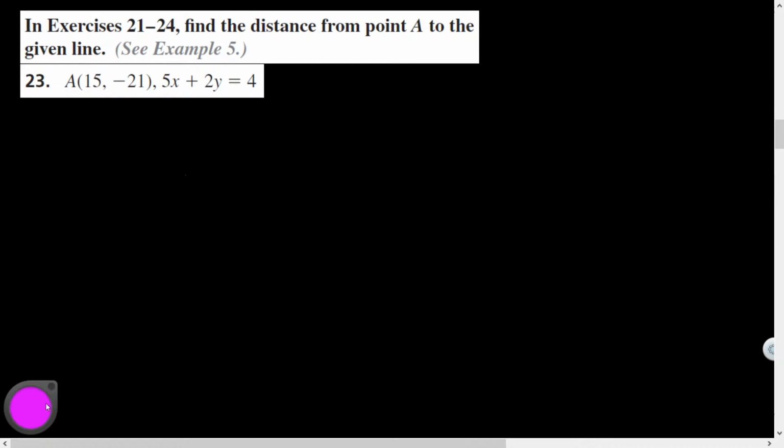All right, here's the problem everyone's thinking of. How do I find the distance from point A to the given line?